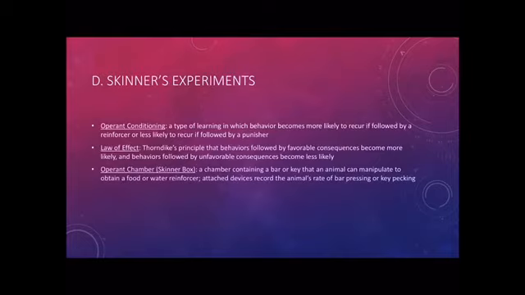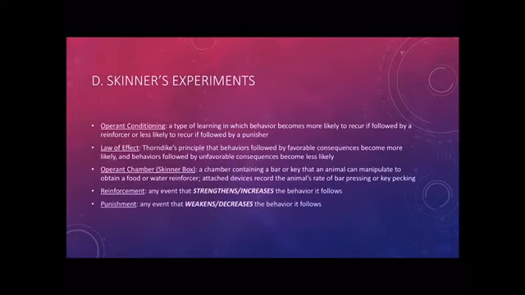An operant chamber, or Skinner box, is a chamber that has a bar or key that an animal can manipulate to get some kind of reward, usually food or water, some kind of treat. Attached devices record the animal's rate of bar pressing or key pecking. We use bar pressing for animals like monkeys and key pecking for animals like pigeons, for example. This is used for teaching animals operant conditioning. So if every time a monkey presses a bar, you drop a treat out of a slot for it, now it's going to learn, I better press that bar all the time because I want these treats, these bananas or whatever, right?